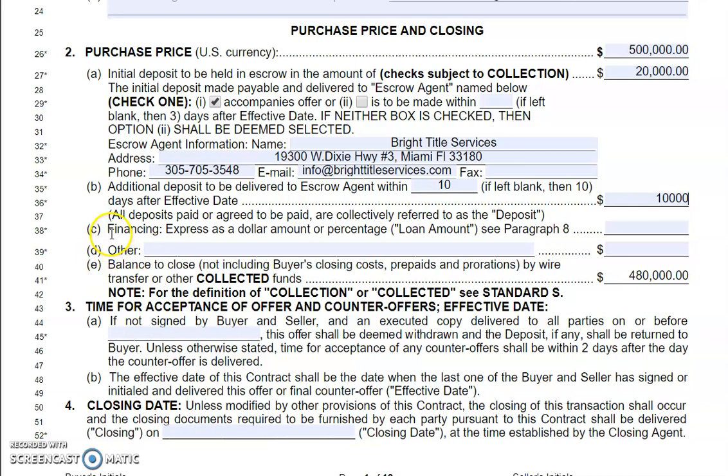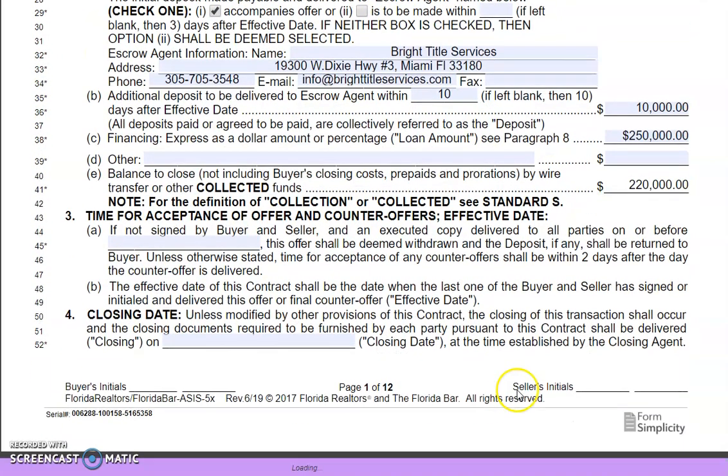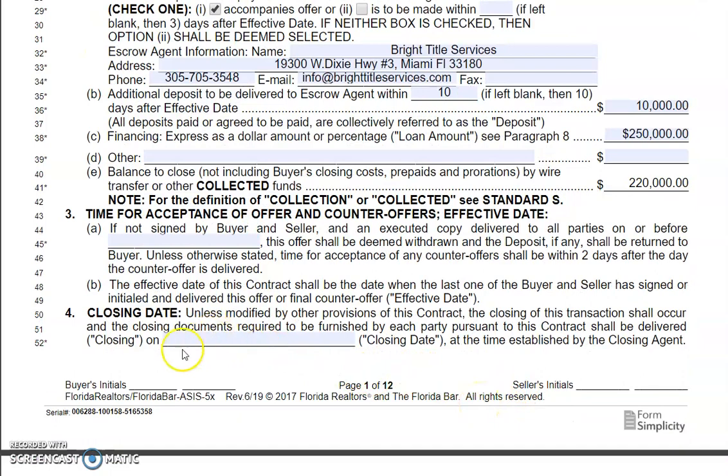And then we go here and we see financing. Let's think that they're going to finance half of that, 50%. They're going to put $250,000, and they're going to finance $250,000. And other, normally we don't use; only something that is different from here. Basically this is the balance that they need to bring at the closing. It's 500,000 less 20,000 less 10,000 less the financing, whatever the bank is going to bring to us, and they need to bring $220,000, normally by wire transfer.